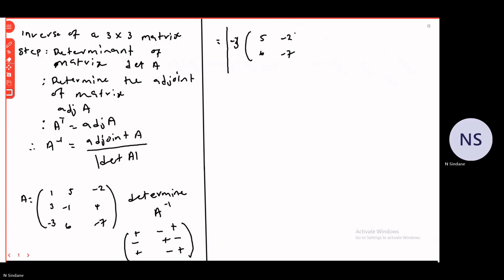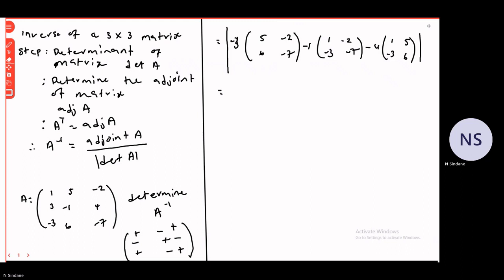And then plus, because we have a negative here, negative 1 into this one, with this row and column out. I have 1, minus 3, and minus 2, minus 7. Lastly, I have minus 4 into, this is out and this is out, 1, minus 3 and 5 and 6. See, now let's simplify.